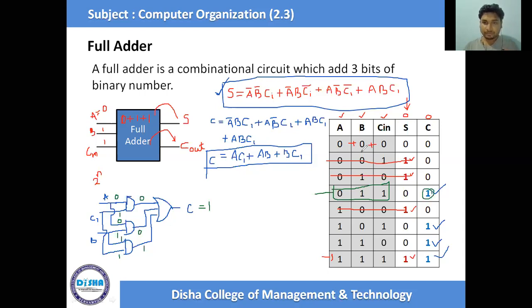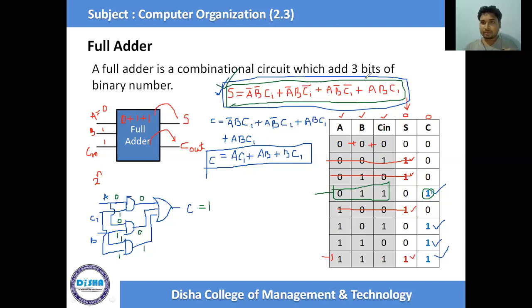Similarly, you can use the other input values and check whether we are getting the correct carry value or not, and try to draw the circuit diagram for this sum equation, otherwise I will discuss this in next class. You try by yourself.